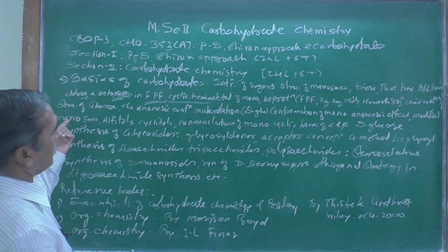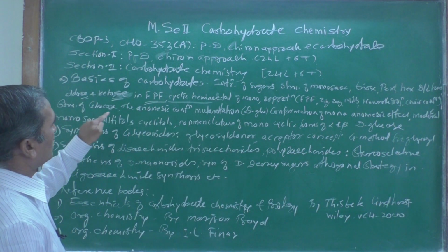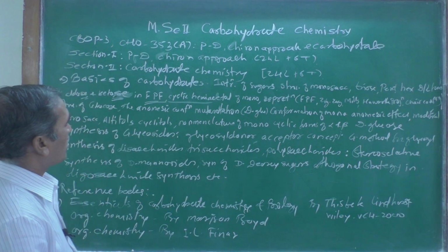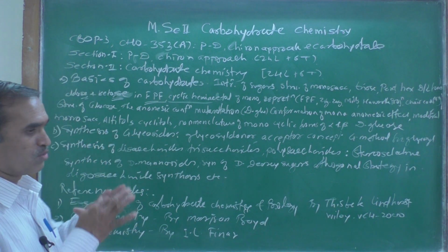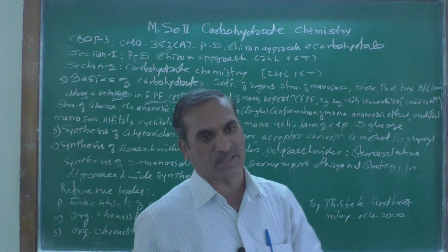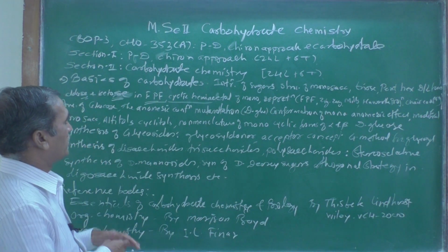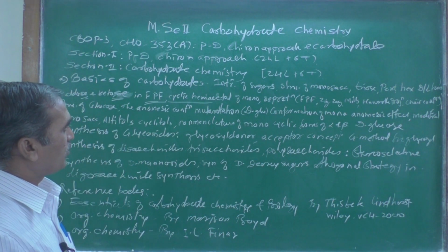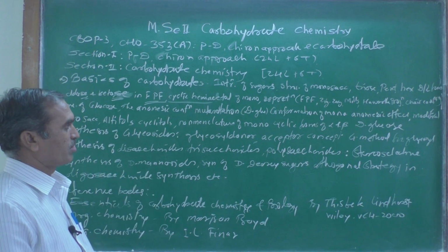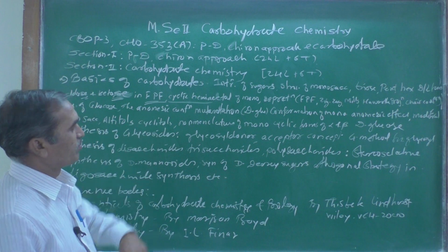And then the next one, structure of glucose, the anomeric conformation. Structure of glucose: how to represent it, the easiest way to remember the glucose structure, how to draw it, that we are going to learn here. Then anomeric configuration, mutarotation specifically with respect to D-glucose, anomeric effect.